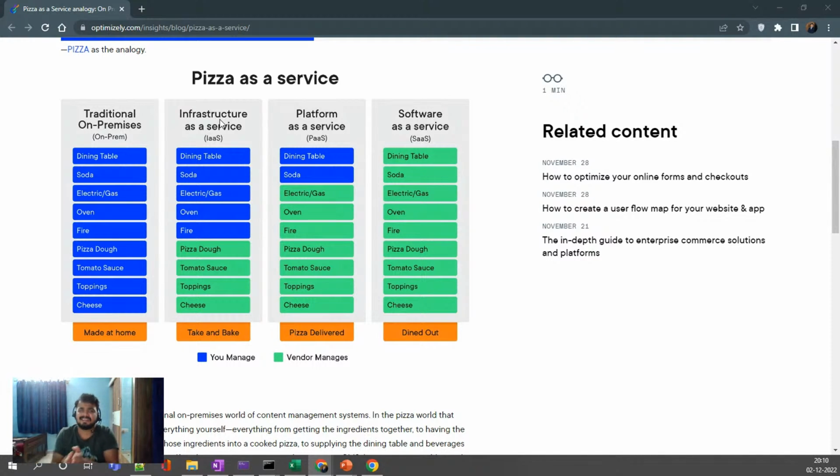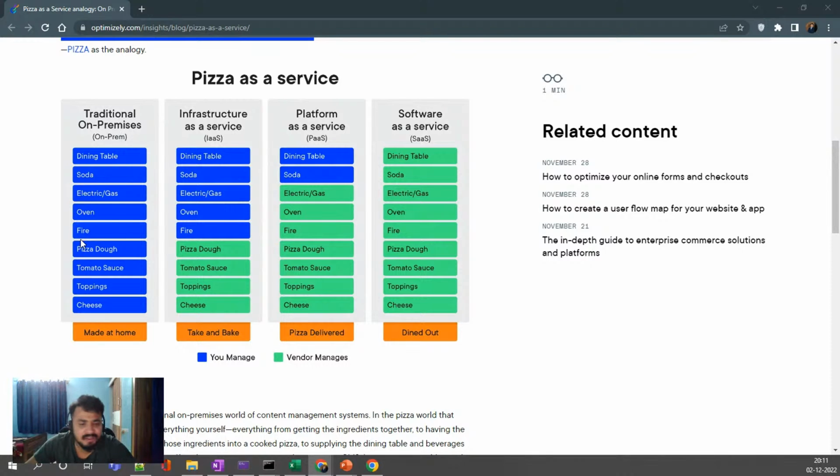But people get confused, right? What is this, what do they get, and so on. So let's get to know this with a better example, that is pizza as a service. First is on premises. It's as good as you preparing pizza at home from scratch, right? You have a good dining table, a good can of beer or coke, a soft drink. You have the gas, and the oven to bake the pizza.